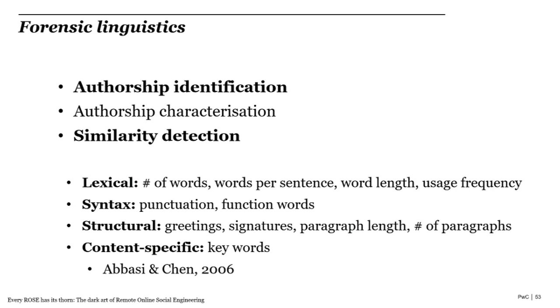So typically, forensic linguistics looks at four categories. It looks at lexical, which is the number of words, words per sentence, usage frequency, that kind of thing. It looks at syntax, so predominantly punctuation, and maybe function words as well. Structural, so paragraph length and the number of paragraphs, and content-specific words, which will change depending on the context. So I'm not going to go into any depth in forensic linguistics. It's just this slide. If you're interested in it, let me know and I can recommend some reading on it.